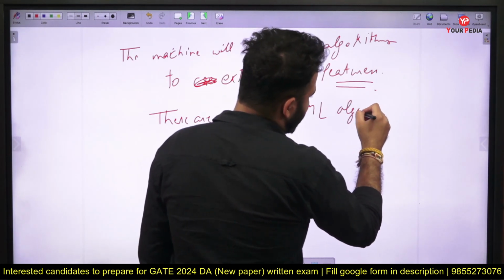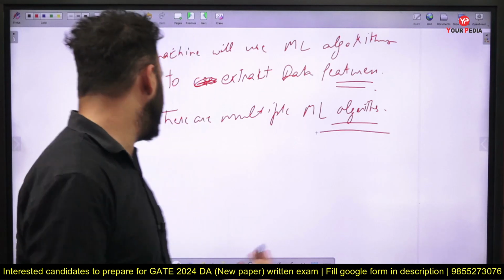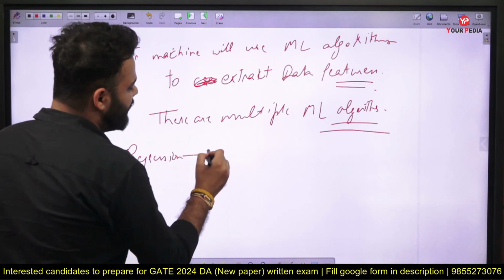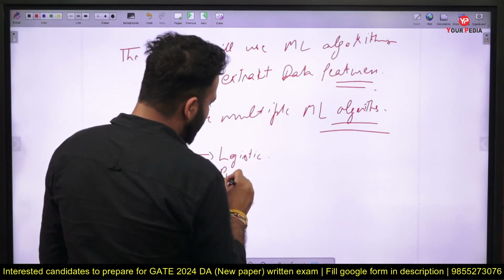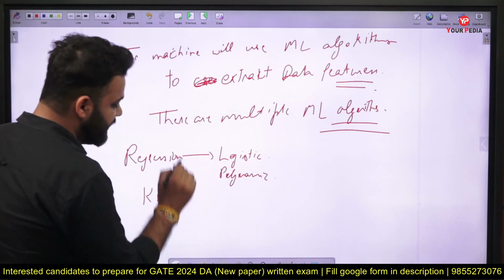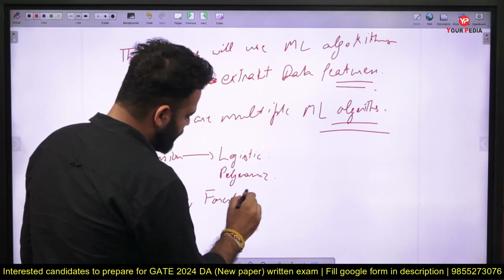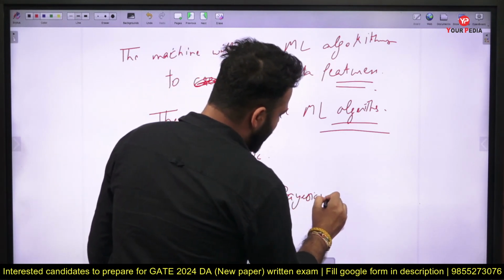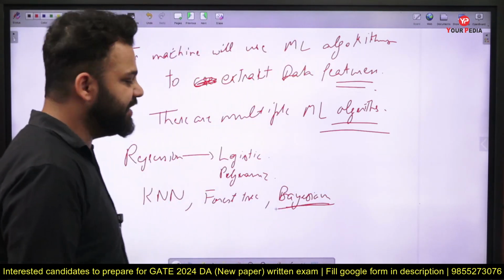Some of the names of the ML algorithms present are, you can say, regression is a machine learning model. Regression. Now regression is also of different types. There can be logistic regression. Then we have polynomial regression. After that we have KNN, K nearest neighbor algorithm. Then we have forest tree. Then we have the Bayesian model, which works on the Bayes theorem that we study in probability. Then we have SVM machines and so on.